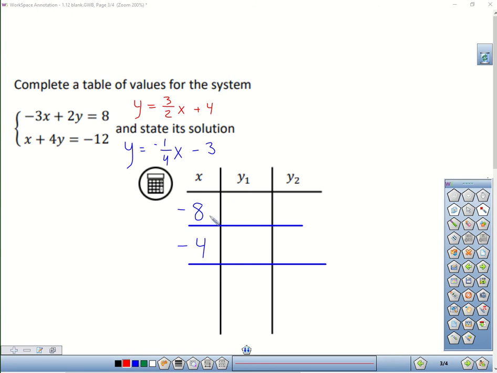So what I'm going to do at this point is I'm going to plug in -8 into both my equations. So plug in -8 for x and solve for y. So y equals 3/2 times -8 plus 4. That's going to give me -24 divided by 2 is -12. -12 plus 4 is -8.